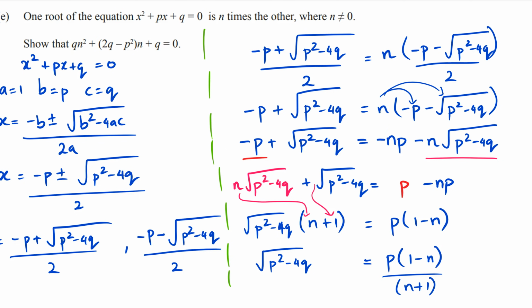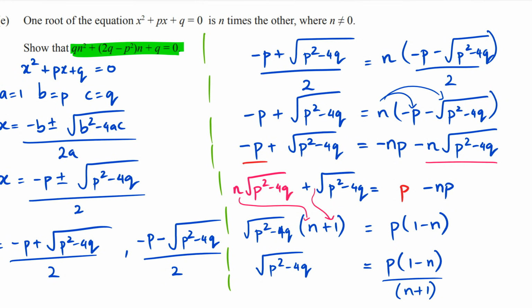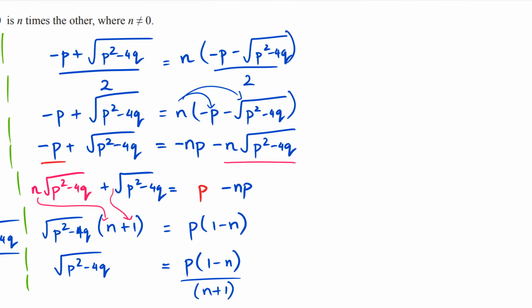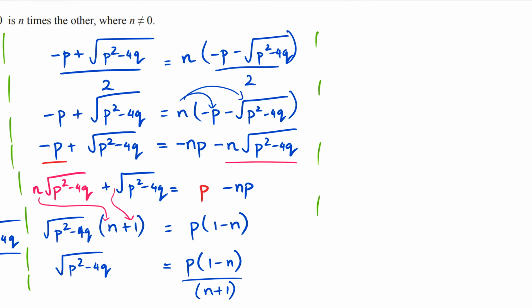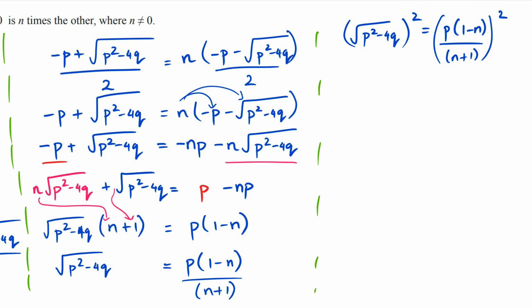So this is what I've got up to, and somehow from this I need to actually get up to here. So the only way I can do that is by actually getting rid of the square root symbol. And if I want to get rid of that square root symbol, I have to square both sides. So p squared minus 4q, and I'm going to square it. And then I've got p times 1 minus n, n plus 1, and I have to square this as well.